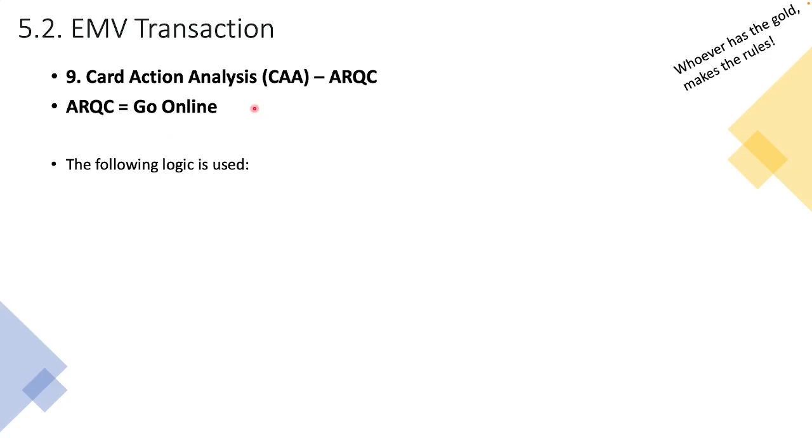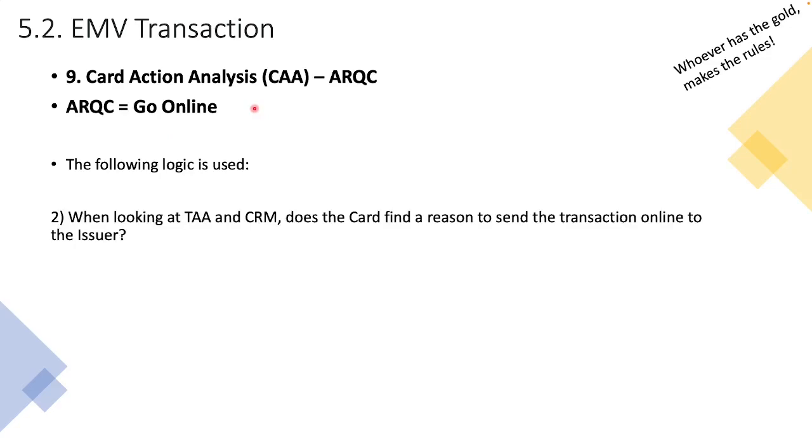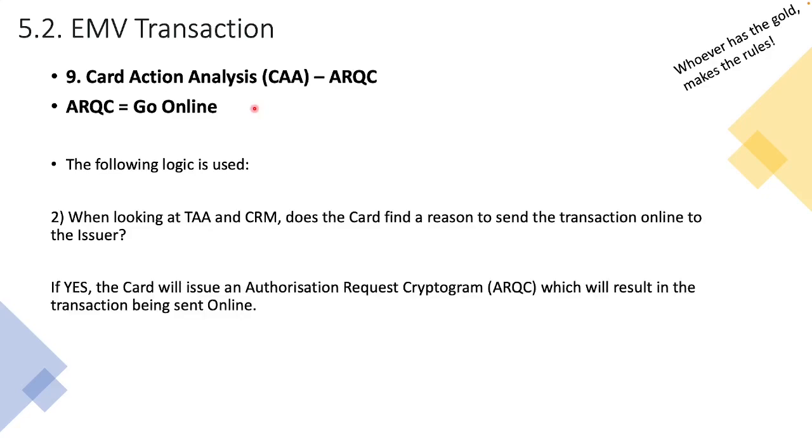The following logic will be used here. When looking at terminal action analysis and card risk management, does the card find a reason to send the transaction online to the issuer? If the answer is yes, then the card will formally generate an ARQC cryptogram, an authorization request cryptogram, which will result in the transaction being sent online.